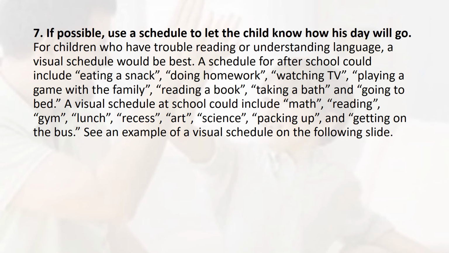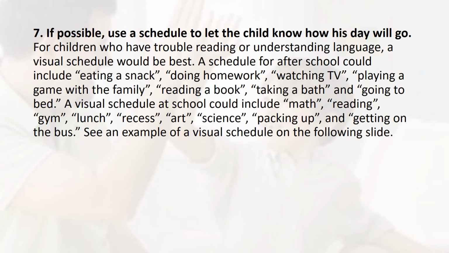Strategy number 7. If possible, use a schedule to let the child know how his day will go. For children who have trouble reading or understanding language, a visual schedule would work best. The schedule for after school can include eating a snack, doing homework, watching TV, playing a game with the family, reading a book, taking a bath, and going to bed.